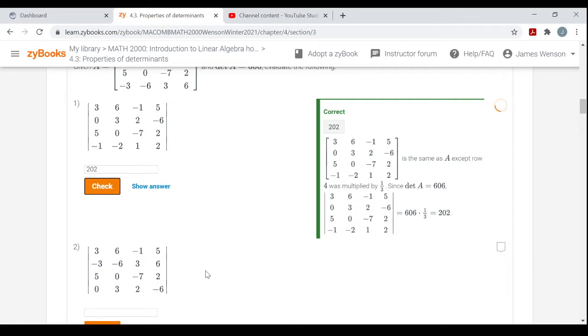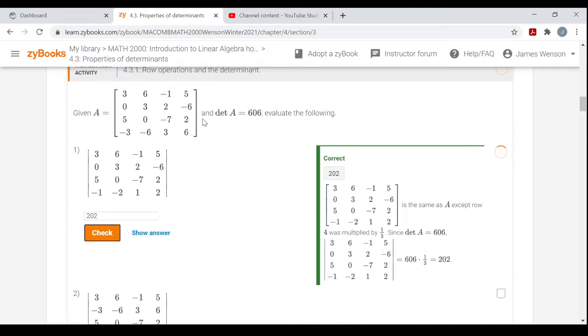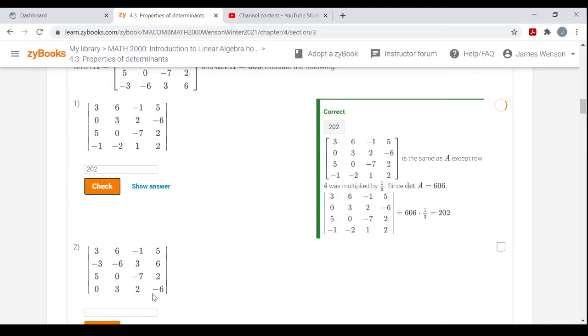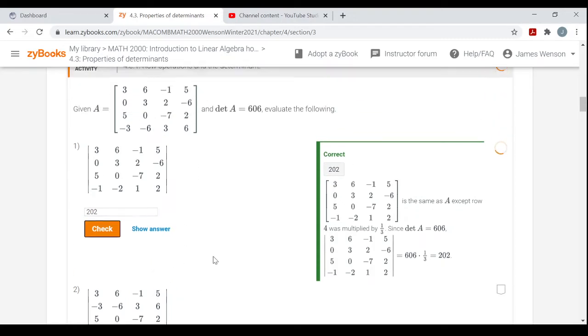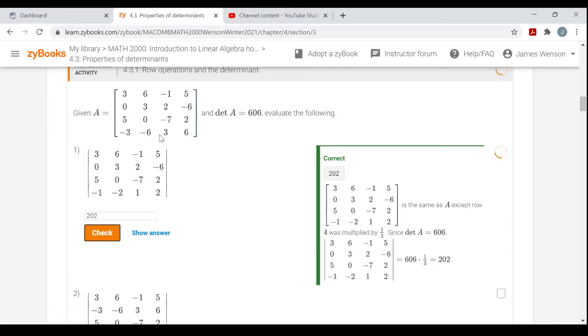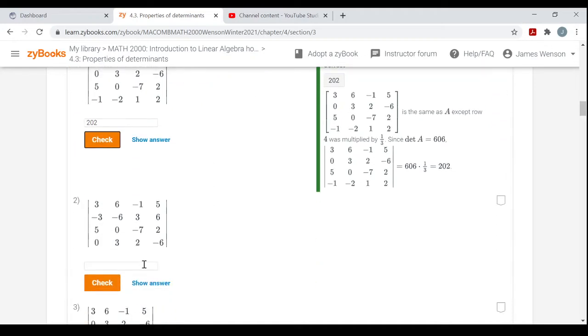All right. But they're just switched. See, the second row up in matrix A is now the fourth row, and the fourth row in matrix A is now the second row. So all they did was switch rows. So in matrix A, they switched row 2 and row 4. And remember, that gives me the opposite determinant. So the determinant of this new matrix will be negative 606.